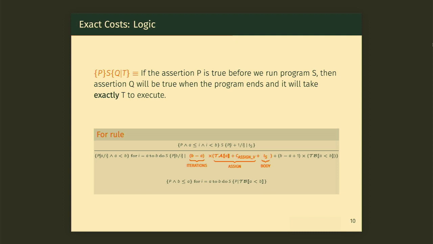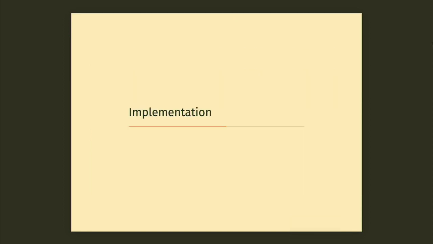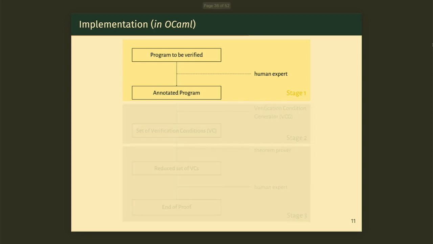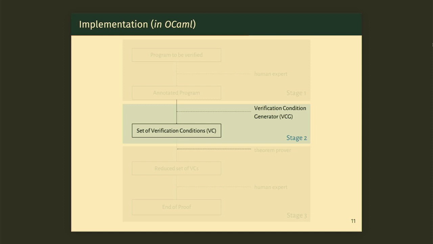So now we would like to apply our 3 versions of our logic to some examples. But we don't want to do manual proofs because they're too long and prone to errors. So we implemented a small prototype in OCaml, where we first started by creating an interpreter for our language with support for annotations. Then, with this annotated program, we mechanized our logic, doing a verification condition generator that, receiving our annotated program, creates a set of verification conditions.